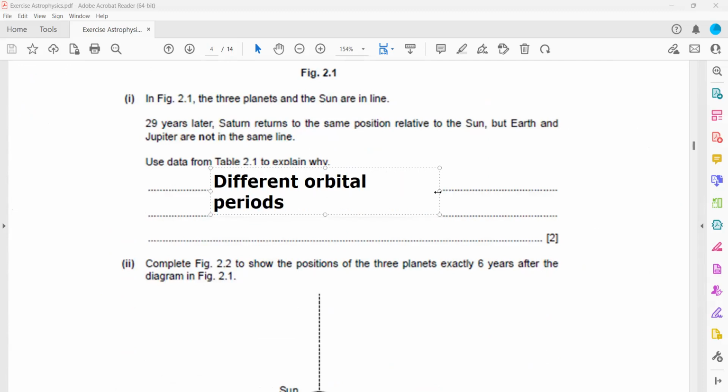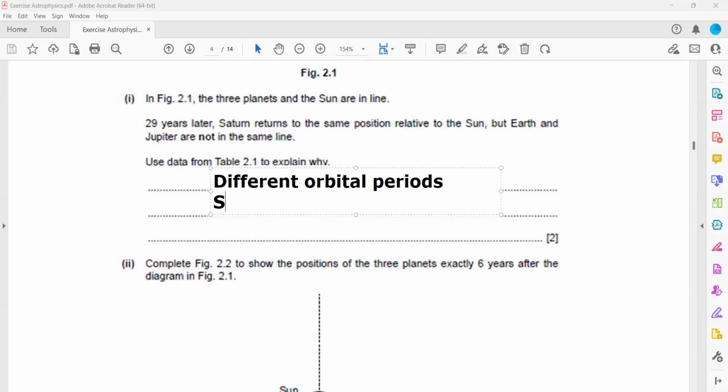As they have different orbital periods, after a duration of 29 years, the Earth will move about 29 times, while Saturn will move only one time. And Jupiter will revolve about 2.4 times after 29 years. So they have different orbital periods. That is one thing. And the second mark is for mentioning the data, because you have to use the data.